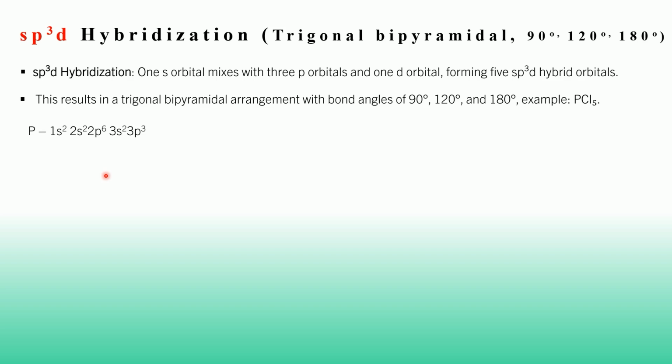Phosphorus electron configuration. The outer shell, or we call valence shell configuration, 3s2, 3p3. So if we draw the orbital diagram for outer shell, 3s2, 3p3, and there are 5 d orbitals in the same shell. Now next step is electron promotion. One of the electrons in 3s is promoted to the empty d orbital.